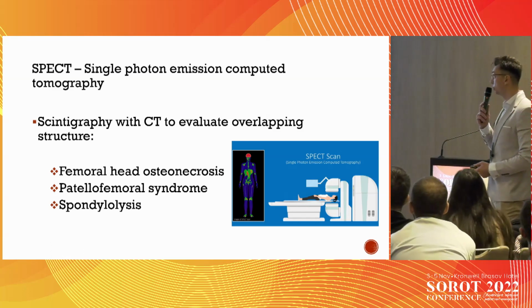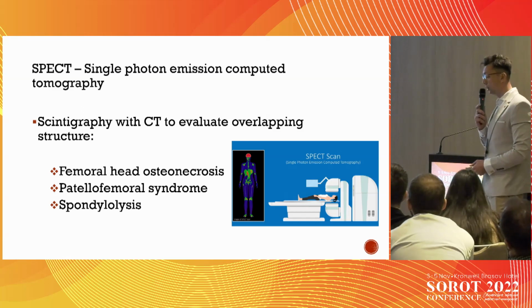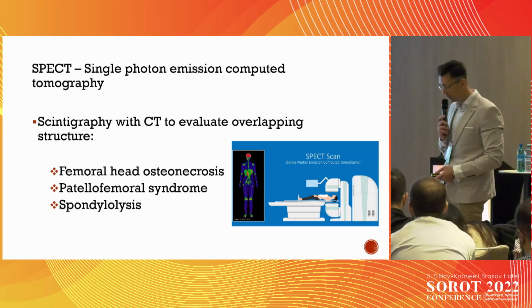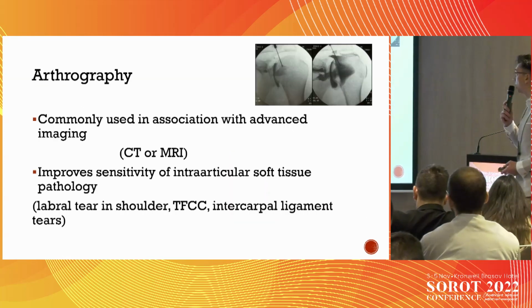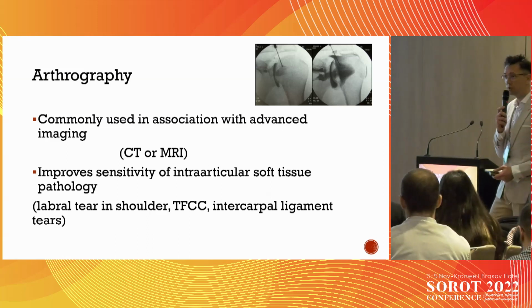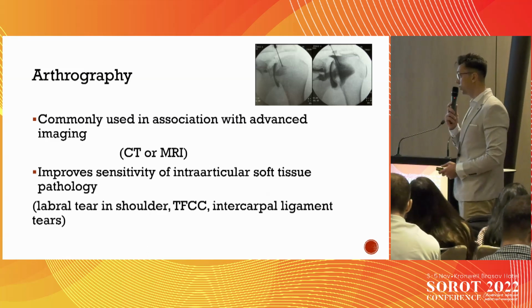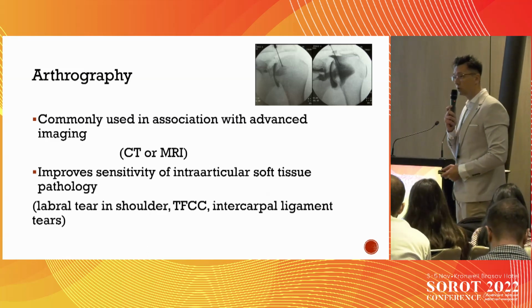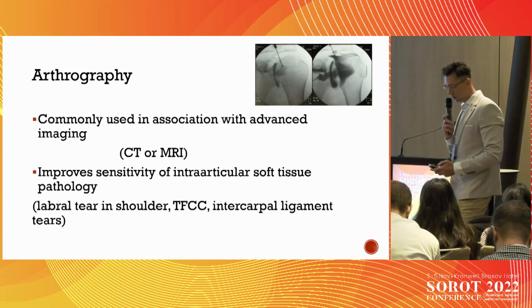Single photon emission computed tomography. We use it to detect femoral head osteonecrosis, patellofemoral syndrome, or spondylolysis. Arthrography, we commonly use it in combination with other studies, for example, CT or MRI. It improves sensitivity for intra-articular soft tissue pathology, for example, labral tears in the shoulder, TFCC, or intercarpal ligament tears.